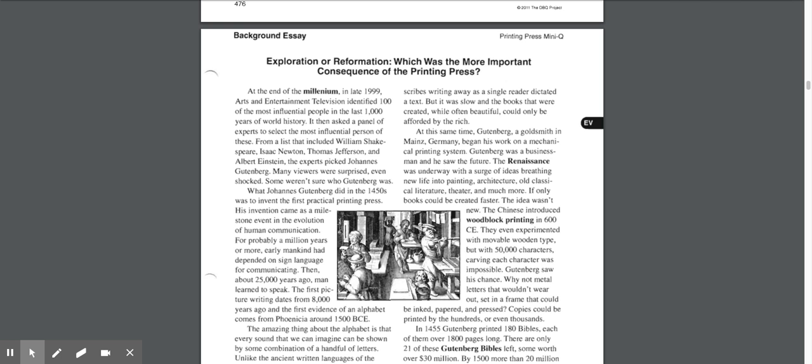Background essay for Printing Press DBQ. Exploration or Reformation, which was the more important consequence of the printing press?